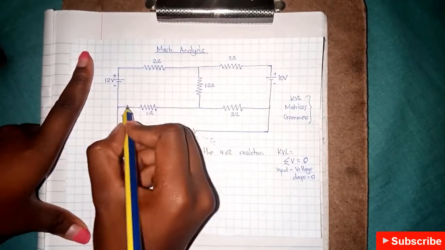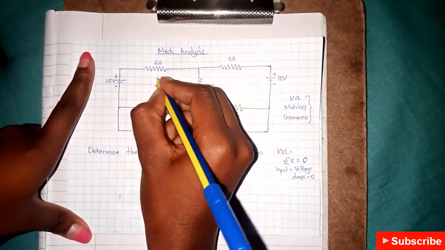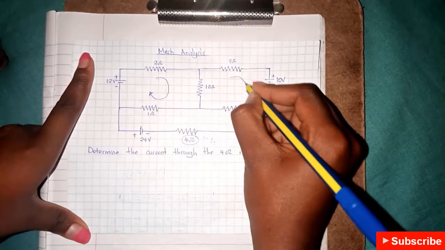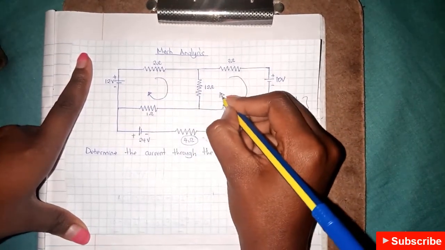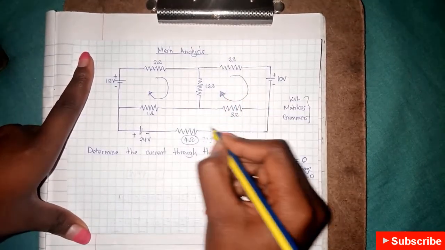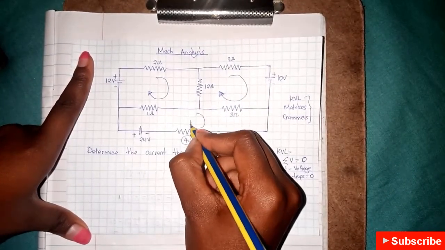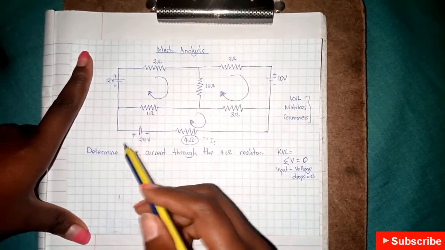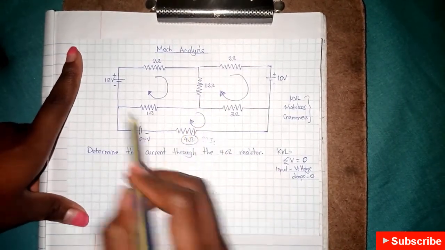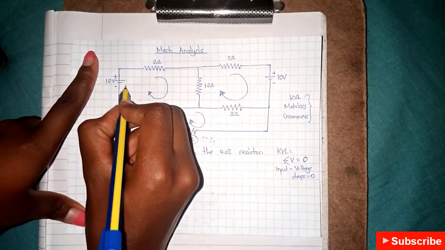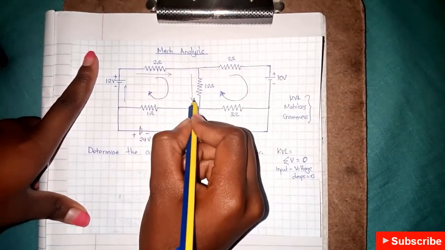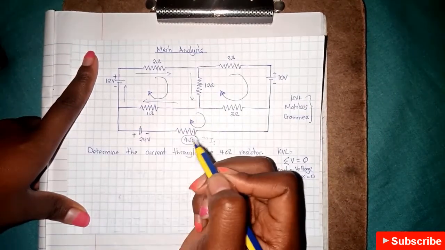In this case, we can first assume the direction of current in all of this. So this is the direction I'm assuming, clockwise direction. You may assume it anyhow. What matters is how you'll use it. So in this one, we've assumed current flows this way, and then down and to that side.